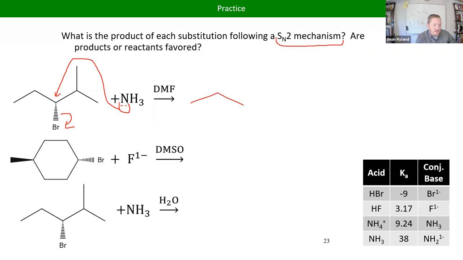So our product would look like this, positive charge on the nitrogen, without drawing the proton transfer step at the end. And then our leaving group would be the bromide. How do we know whether products or reactants are going to be favored here?